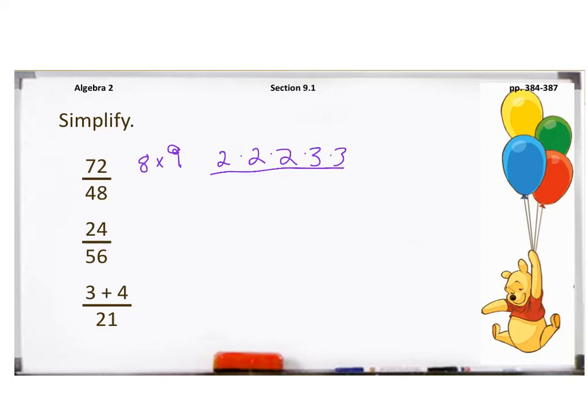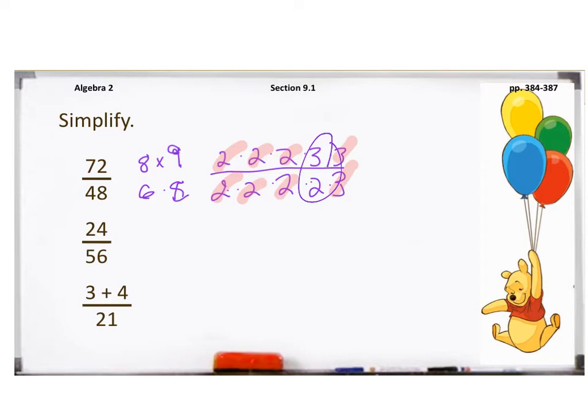With 48, it's 6 times 8. That's an 8, which is 2 times 2 times 2, and that's the 8 times 2 times 3, that's the 6. Okay, now we can cross these out. 2, 2, 2, 2, 2, 2. Okay, can't go anymore. I can cross the 2 3s out. So now I am left with 3 over 2.